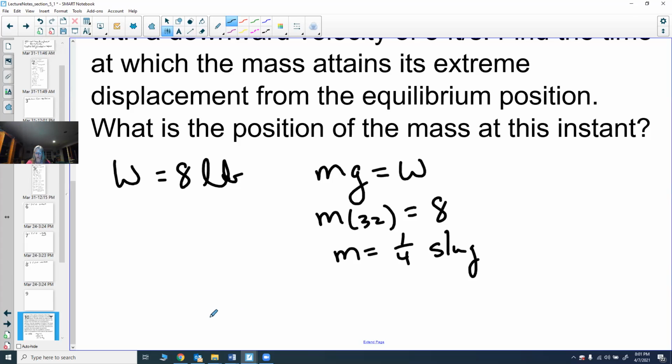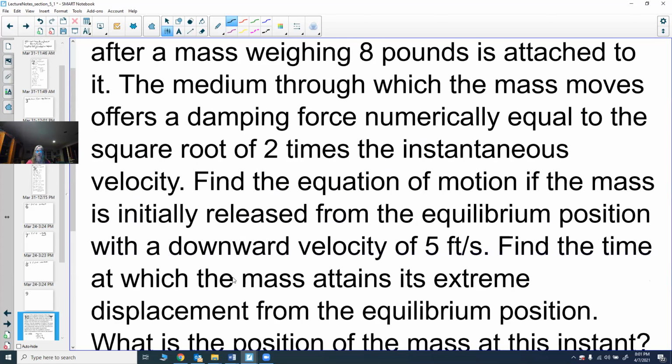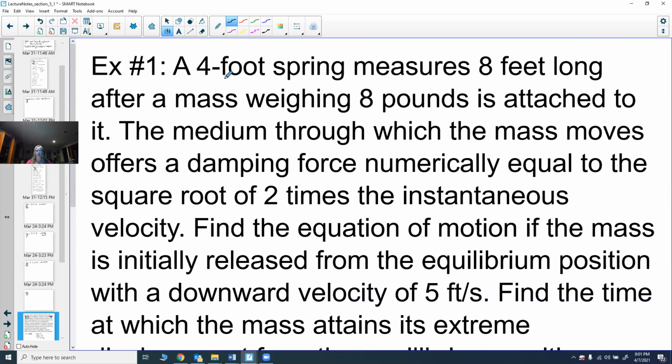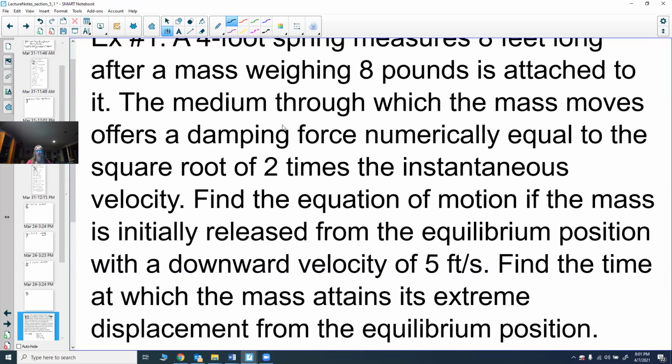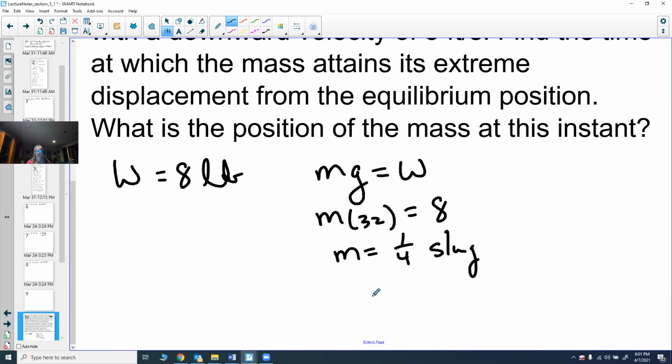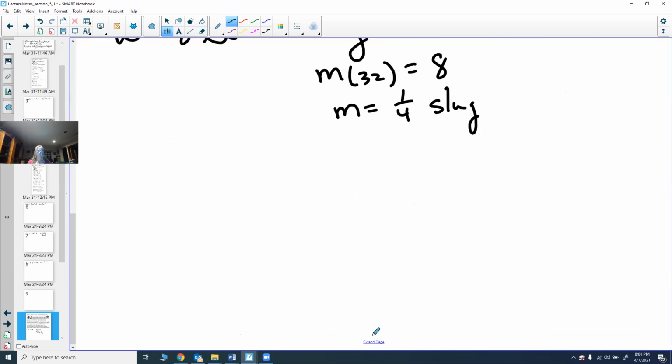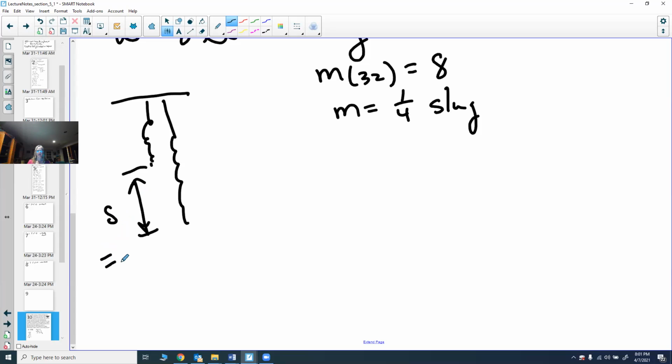We also need to find what our spring constant K is. One of the things I notice is that we have a 4-foot spring that measures 8 feet long after the mass weighing 8 pounds is attached to it. So think of it this way, you've got the spring that's 4 feet. You then stretch it to 8 feet. So we want to find this distance it travels here. We're going to call that S. And so S would be 8 minus 4 in this case, or 4 feet.